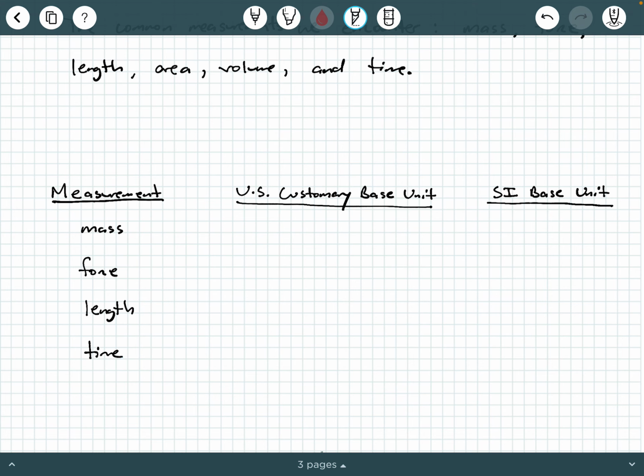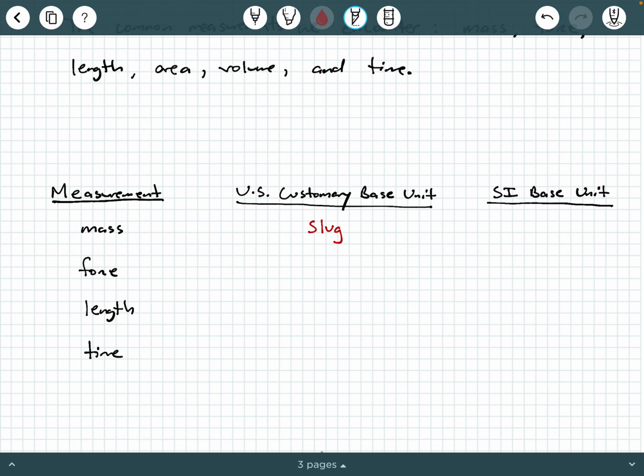So let's get started. Looking at U.S. customary units, what is the base unit for the measurement of mass? If you say pounds, that's not quite right. Our U.S. customary base unit for mass is actually called a slug, or slugs. You may have heard about that in one of your previous science classes, but a slug is the base unit of mass. We don't really see this very often in applications in the United States. It comes up every now and then, but more often we measure things based on force.